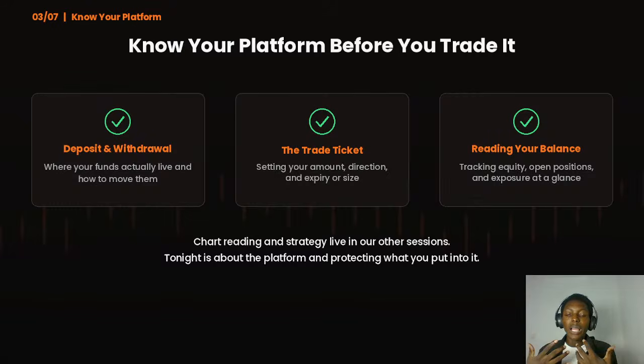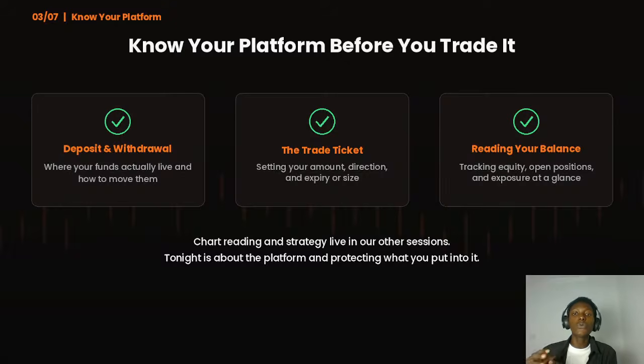So in the next few minutes, I'm just going to be showing you where your funds actually sit and how you move them in and out, how you can deposit and how you can withdraw your money, how you can trade, and how the entire trading works, and how you can set up your amount, set exactly how much you will be putting in one single trade, and also know your direction.